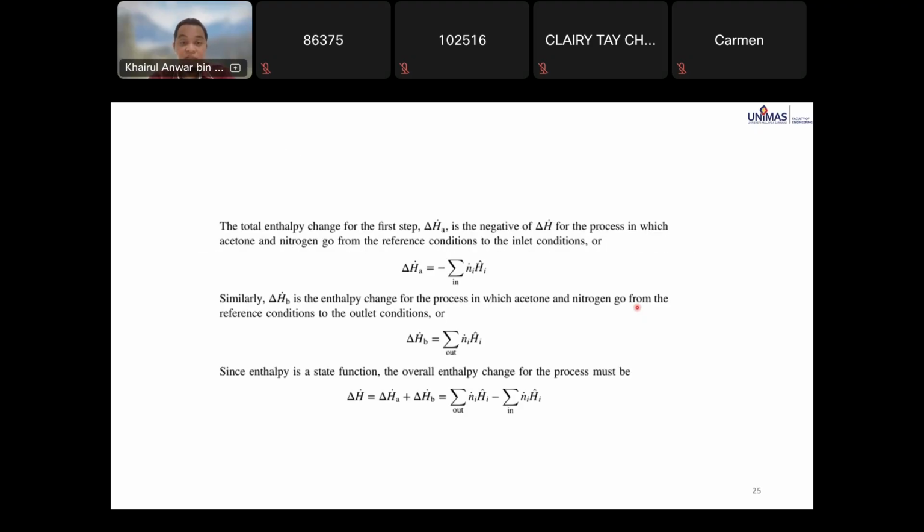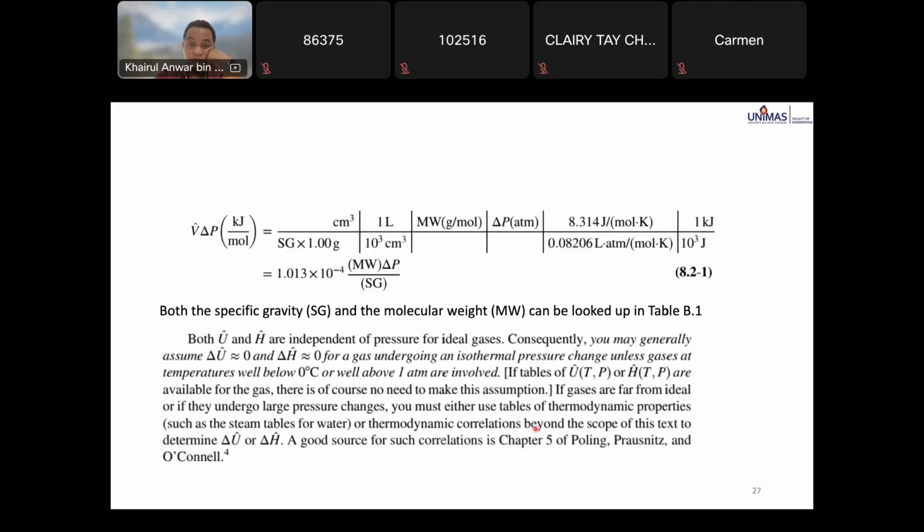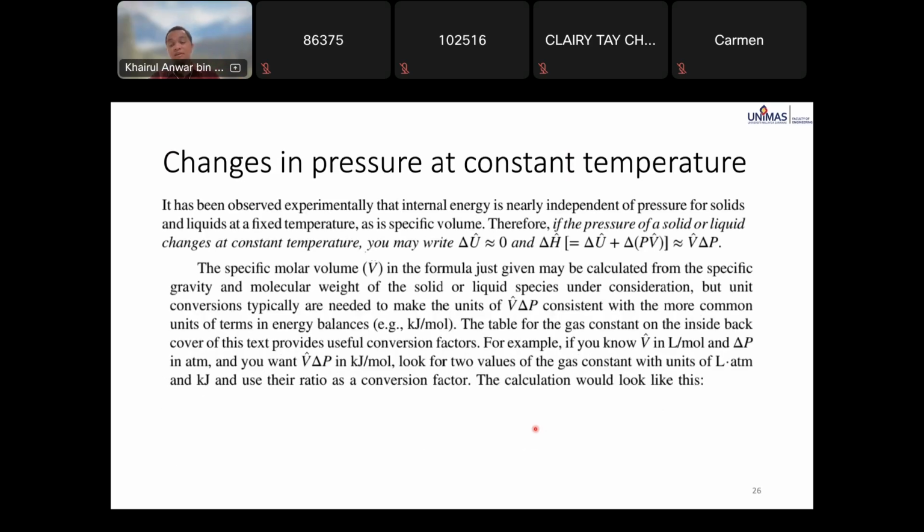The total enthalpy change for the first step, delta H A, is the negative of delta H for the process in which acetone and ethane go from the outlet condition to the inlet condition. Similarly, delta H B is the enthalpy change for the process in which acetone and hydrogen go from the reference condition to the outlet condition. As enthalpy is a state function, the overall enthalpy change for the process must be this. Okay.